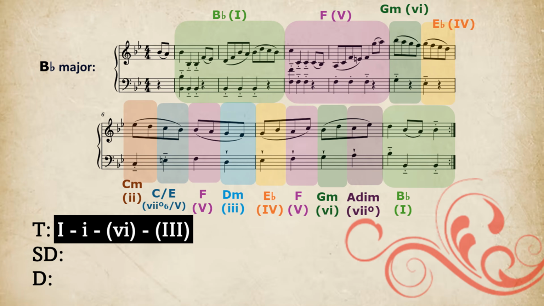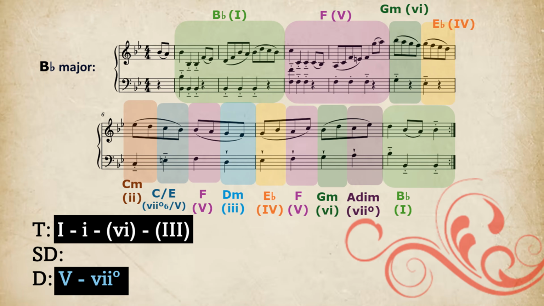Dominant function, on the other hand, represents harmonic tension. The 5th degree of the scale is the main dominant function chord, followed by the 7th degree, which is considered as an incomplete version. Secondary dominants, diminished 7ths and augmented 6th chords also fall into this category.